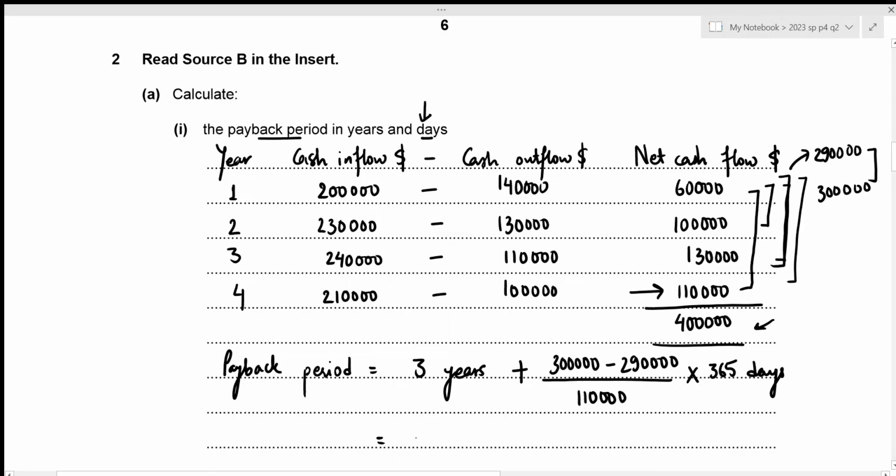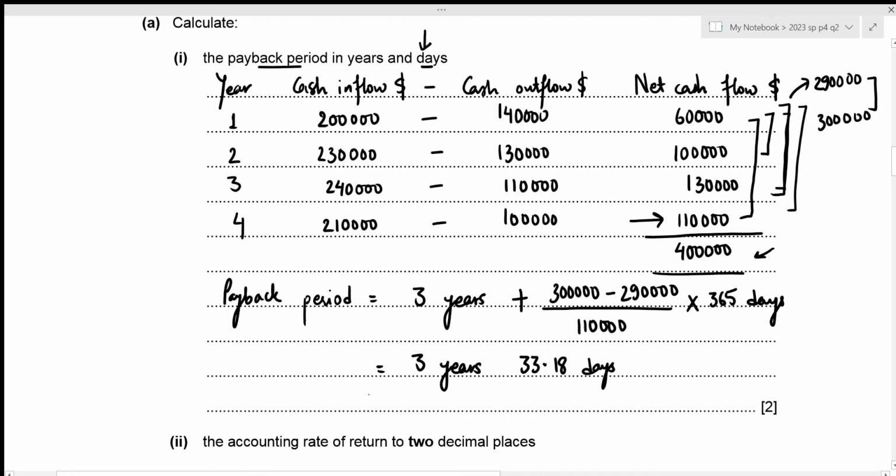So that is just going to be 3 years. And for days, that will be 300,000 minus 290,000 divided by 110,000 times 365, which results in 33.18 days. And we cannot keep the days in the decimal figure, so we need to round it off. That is just going to be 3 years and 34 days. This is the required payback period. Now let's move towards the next part.